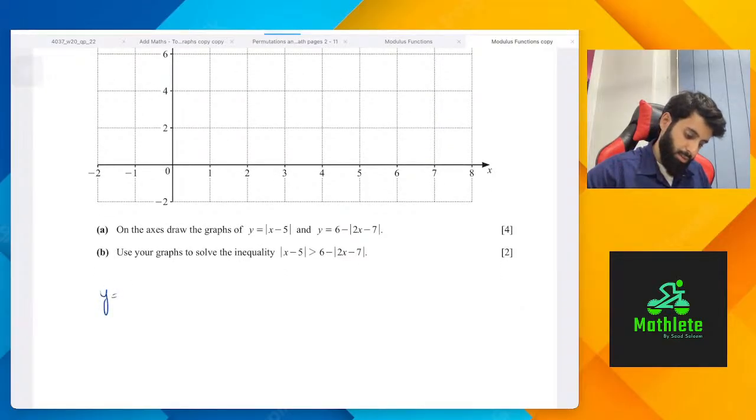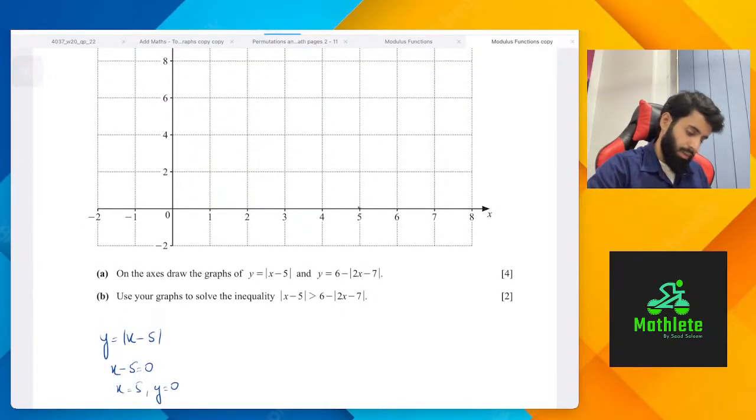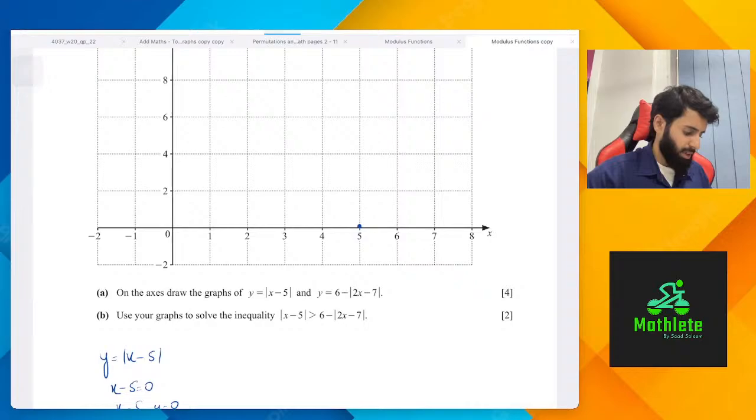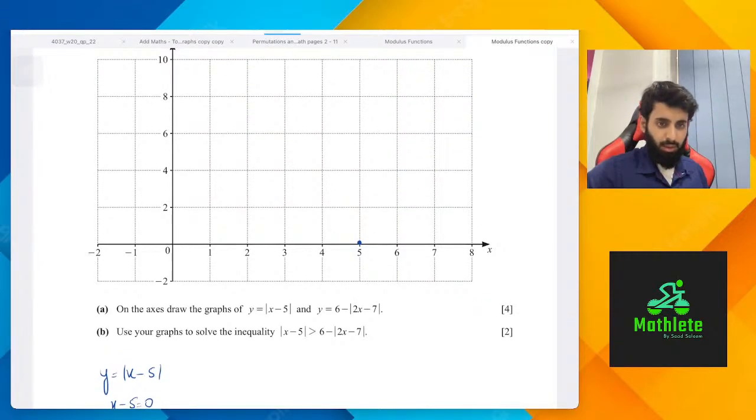So y equals x minus 5, the absolute value. First, let's do x minus 5 equals 0. That means x equals 5 and we know y is going to be equal to 0. Okay. So we have 5 over here. Now the next part, I'm not going to make a table. The table was for you guys to understand what's going on. Over here, I'm just going to do it directly.